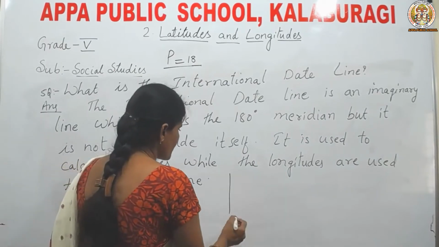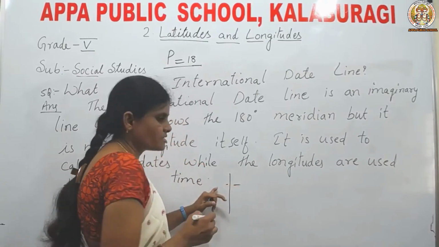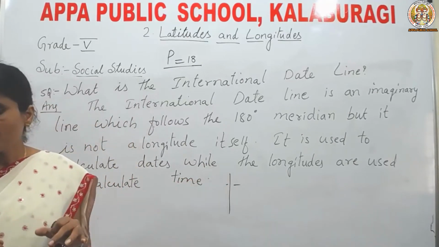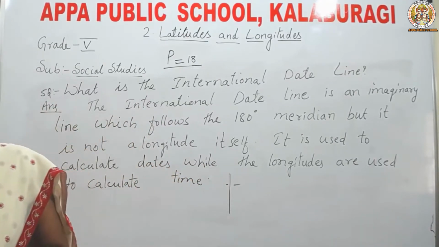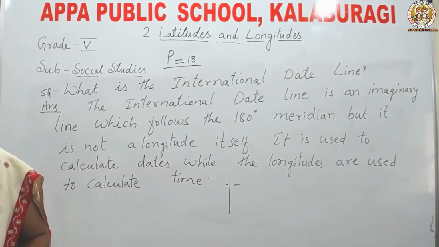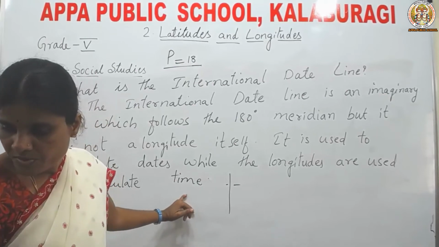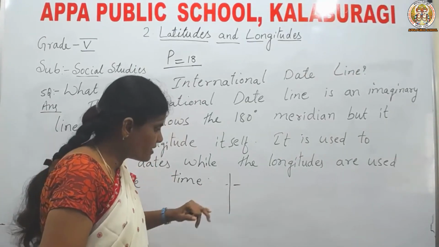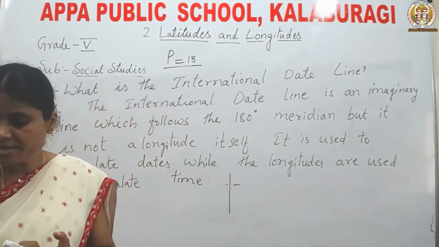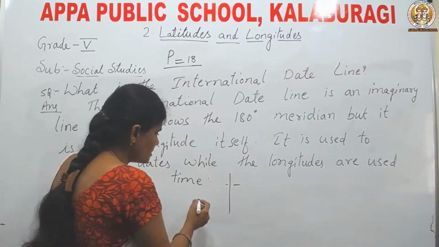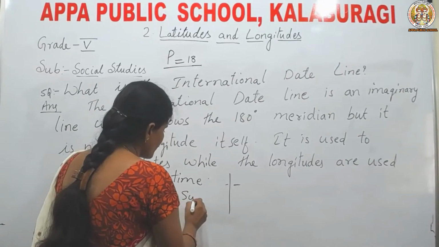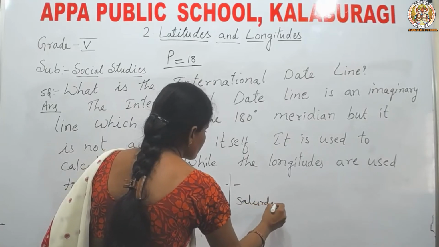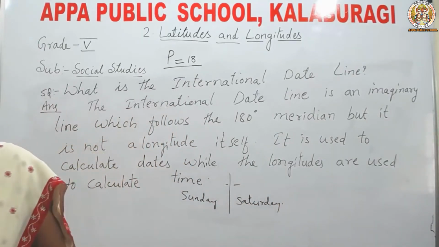Suppose this is the international dateline. This is east and this is west. All the countries which are located to the east of the international dateline are one day earlier than the west of the international dateline. Suppose here, west of the international dateline, is Sunday. Here is Saturday. This is the example.